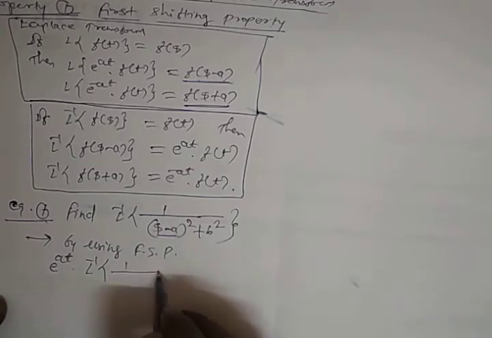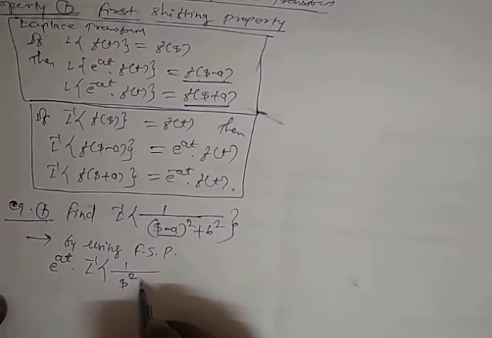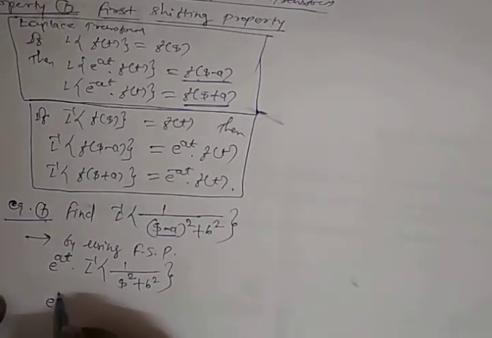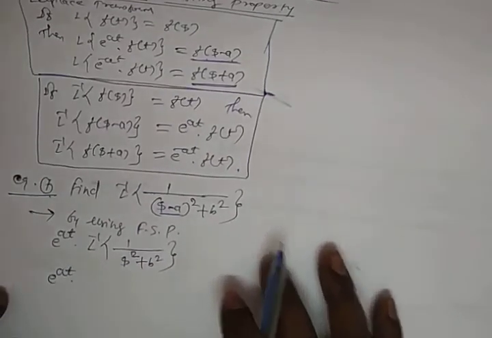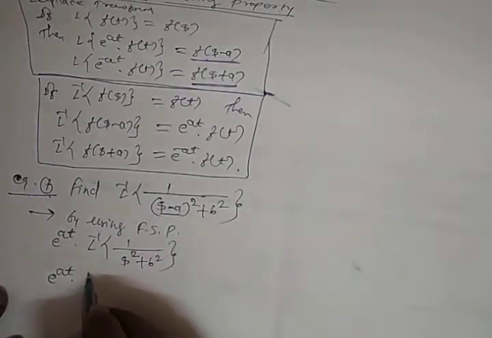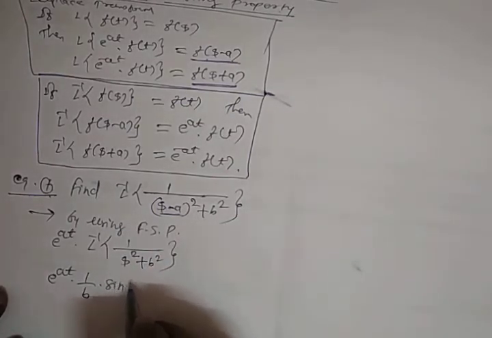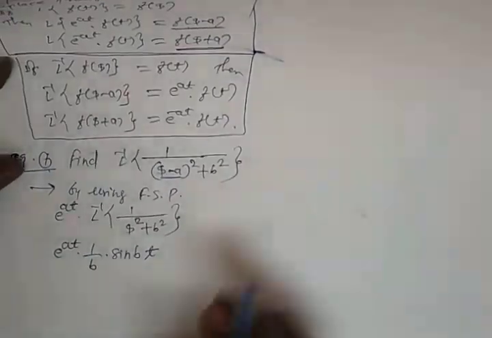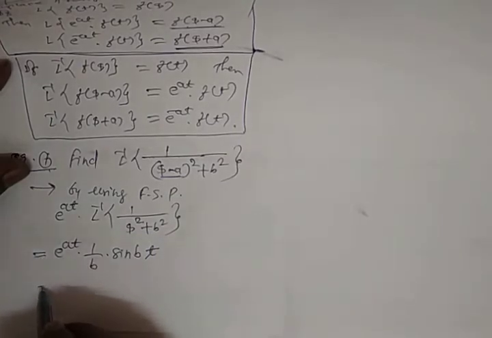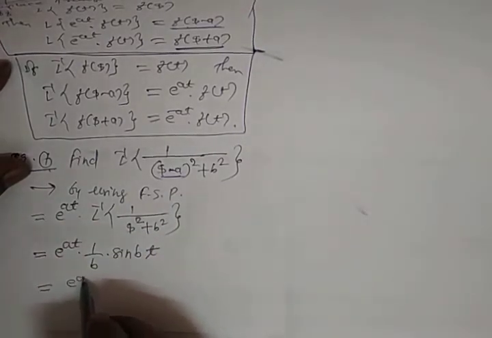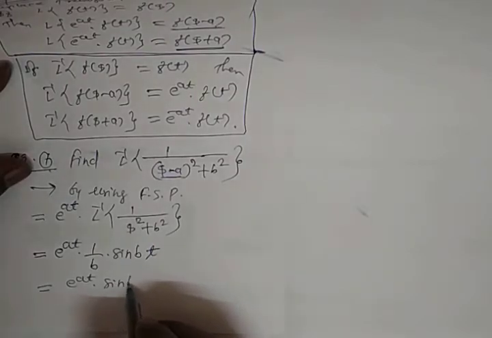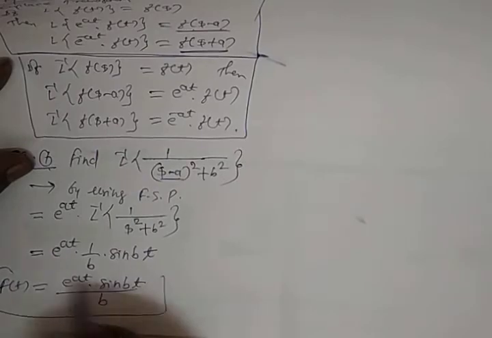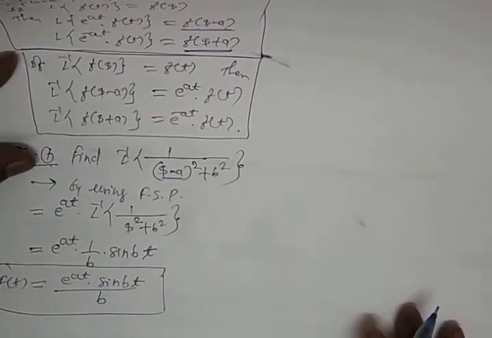Now what is remaining here? 1 upon s square plus b square. That is equal to e raised to at into the Laplace inverse of 1 upon s square plus b square. This is very simple: 1 upon b into sine of bt. If you further simplify this, you can write it in the standard form: e raised to at into sine of bt upon b, and this is your final answer. So it is very, very simple, isn't it?